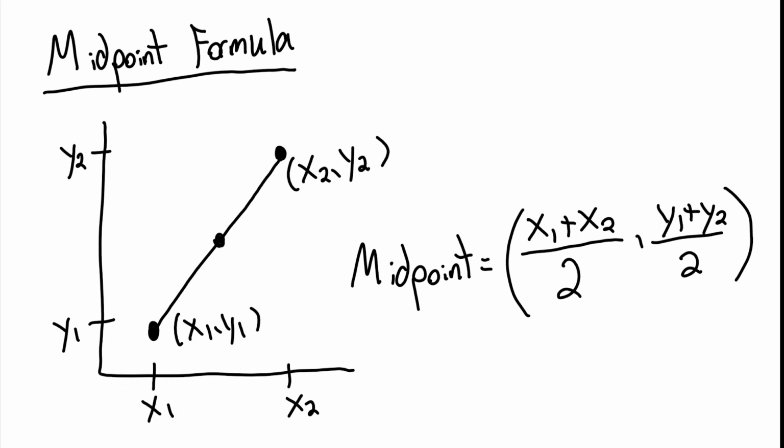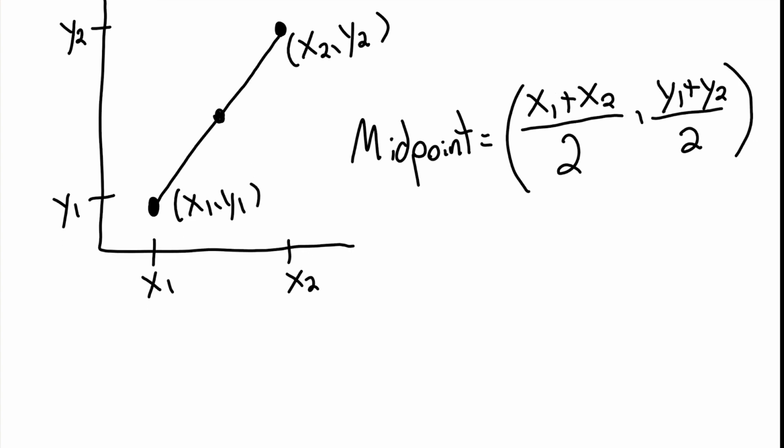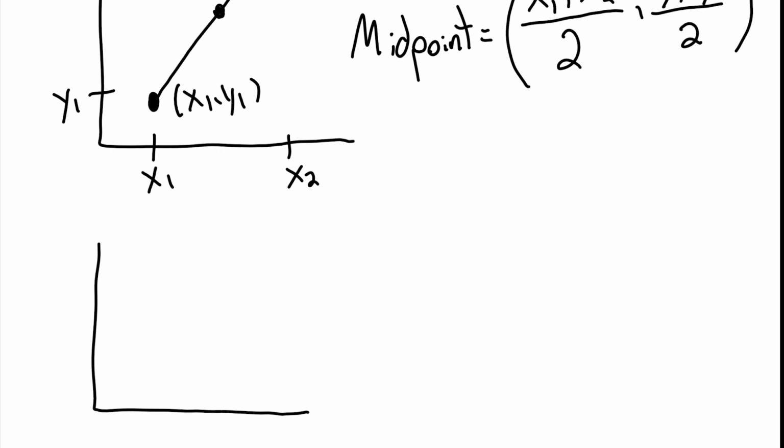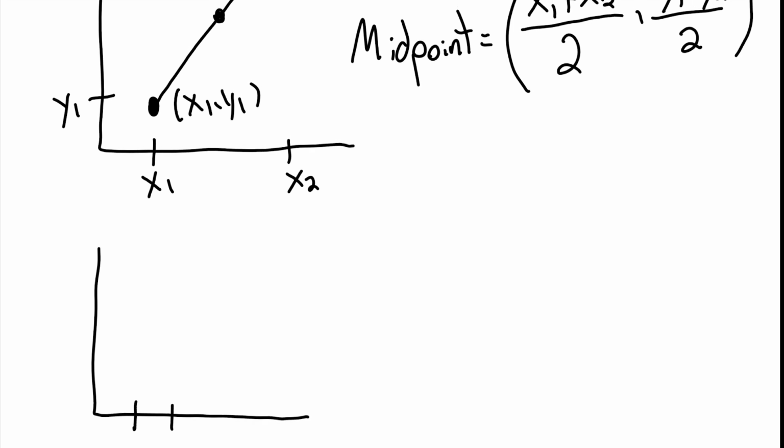So let's see how this works now with some actual points. So again, we'll keep it to the first quadrant just to make the numbers a little easier. So let's just draw a few spaces here. Let's say these have distance 1. So let's say we have a point at 2, 1 and maybe 4, 3. Okay, so this is 2, 1 and 4, 3.